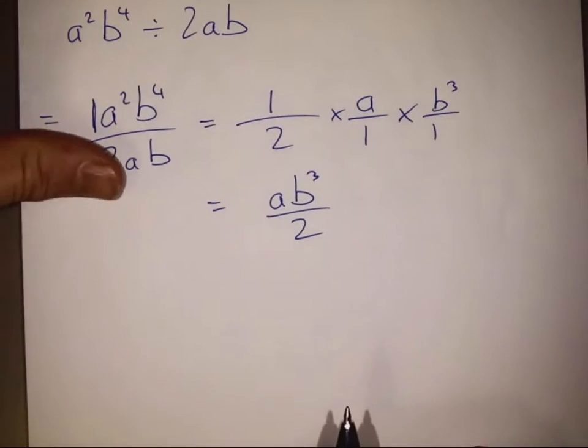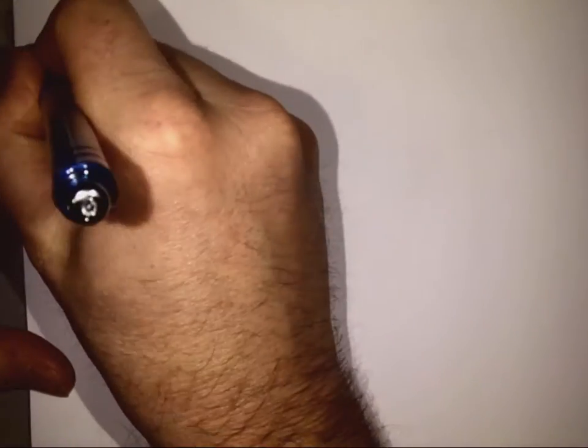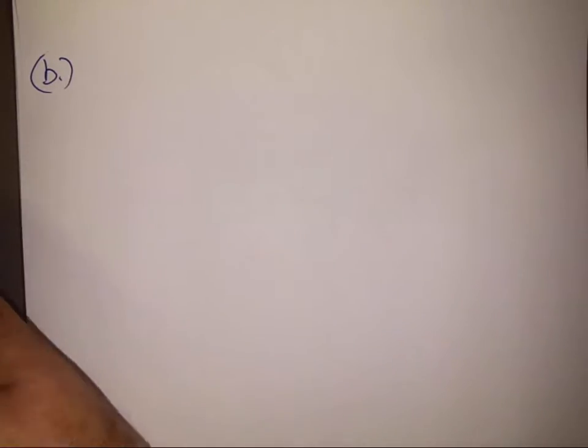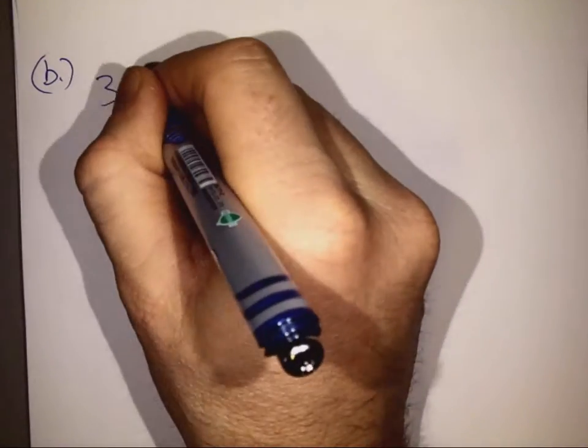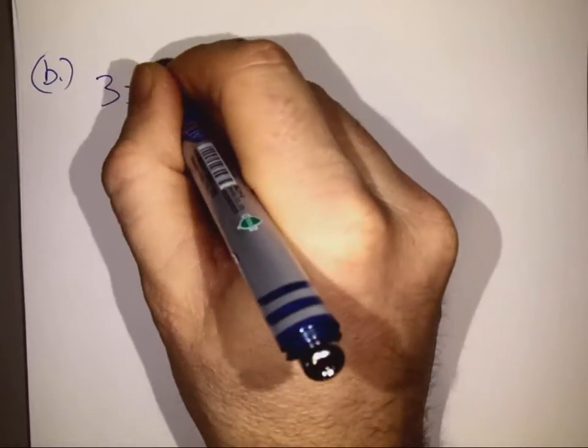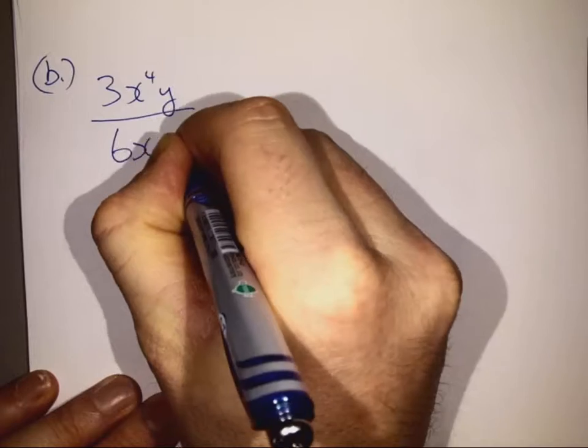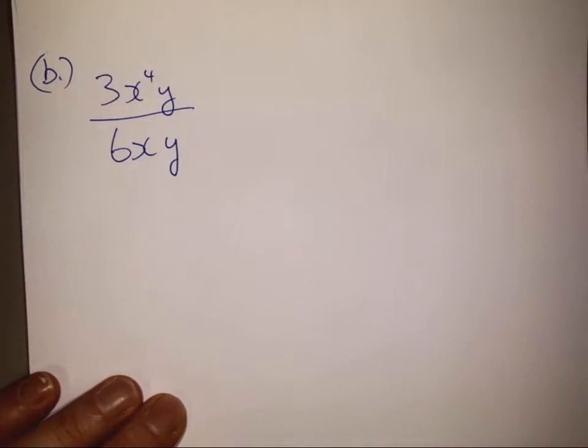Now we want to look at part B. Part B. We have 3x to the power of 4 times y divided by 6xy. So I'll write it like this. Makes it easier to deal with.